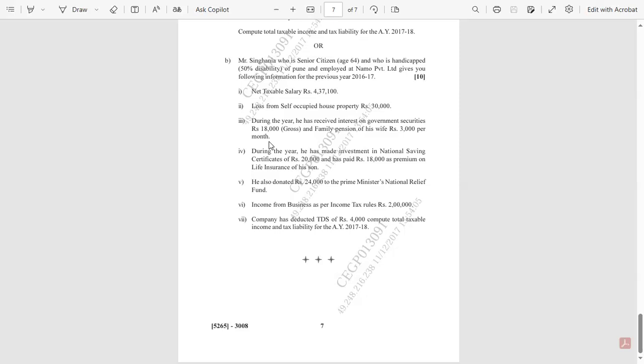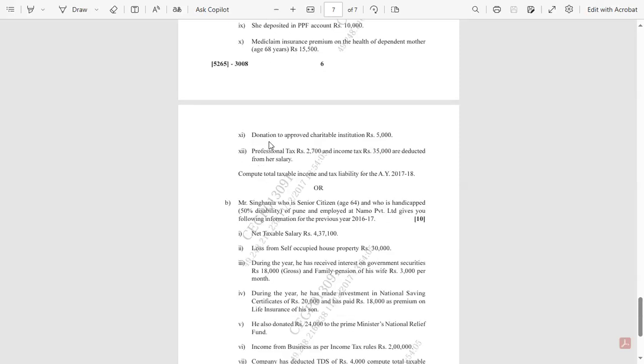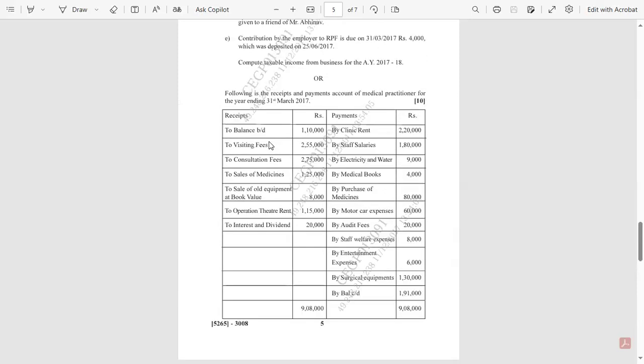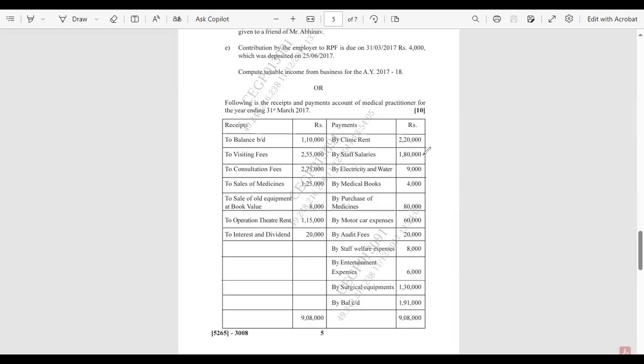Okay, you want me to re-explain? So what I'll do is re-explain the last numerical. Since the screen size is short, I will first explain the steps. When you are solving business and profession, the first thing you need to find out is what is allowed and what is not allowed. So take a pencil and mark it. For example, I take a different color, red. Staff salary, it is allowed, so I'm not marking anything. Clinic rent, I'm not marking because he is the doctor, it is allowed.